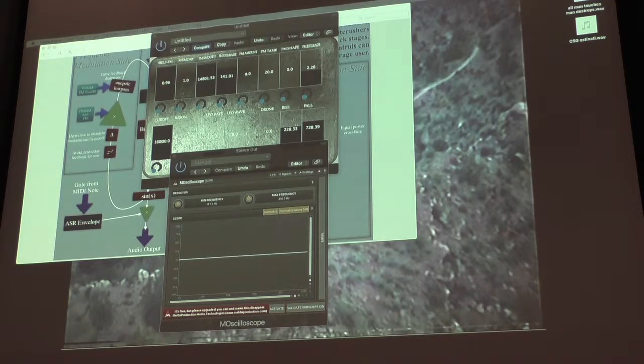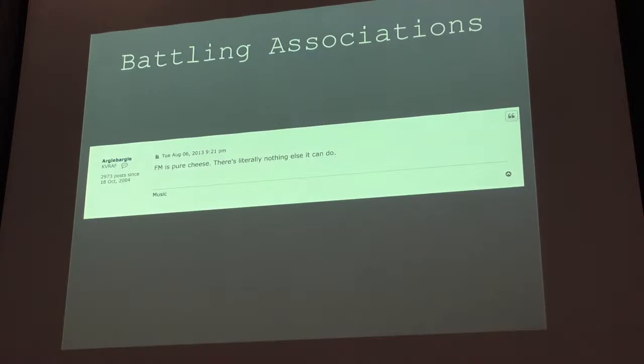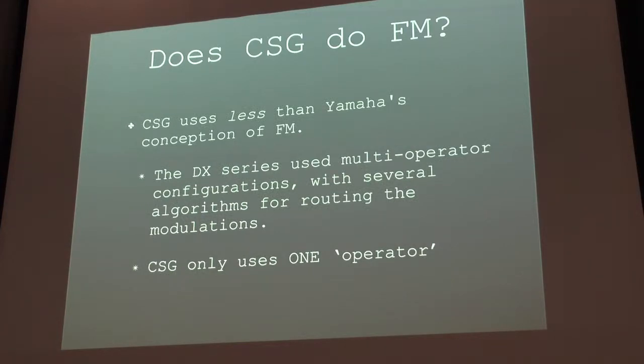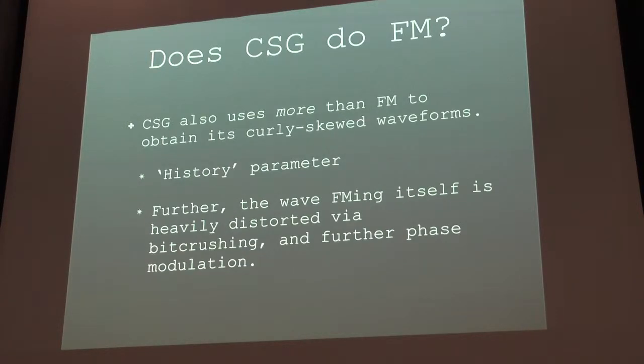Oh, I'm sorry. This is a comment from KVR. It was probably partly in jest. But CSG technically maybe does FM, but not exactly, because it uses only one operator to obtain everything. And also, it has this history parameter, which we haven't even looked at yet. And this makes it very difficult to tame in a way, unless you don't make use of some of the functionality of it.